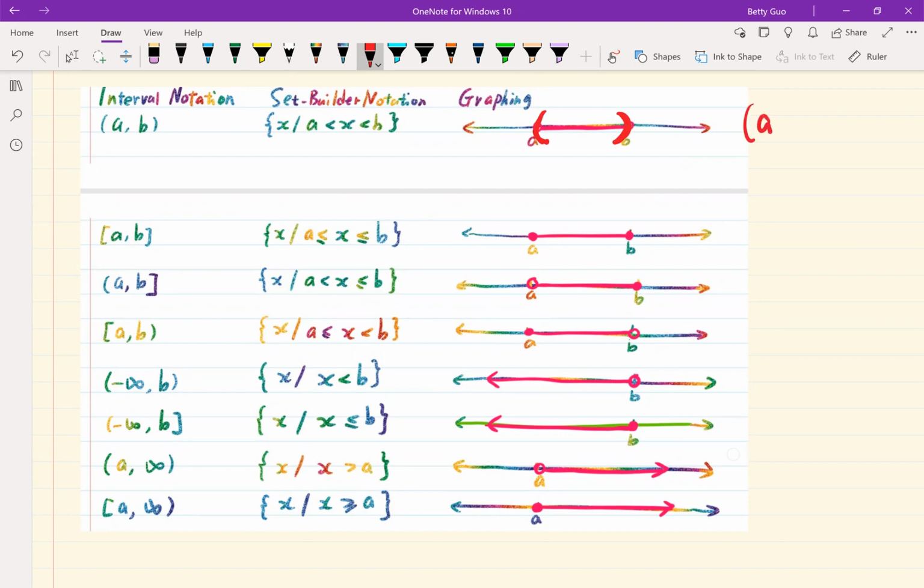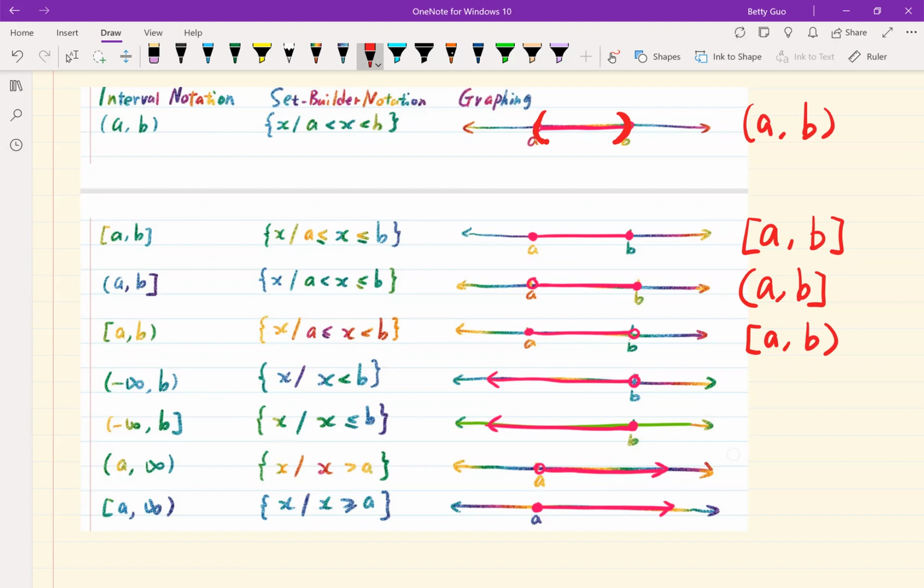Open interval (A, B). This interval includes all the real numbers between A and B. A and B are both excluded because A and B are not solutions, are not in the set. The next one, left endpoint and right endpoint, both A and B are included, so that is a closed interval. This one, A is excluded, B is included, so it's left open, right closed.